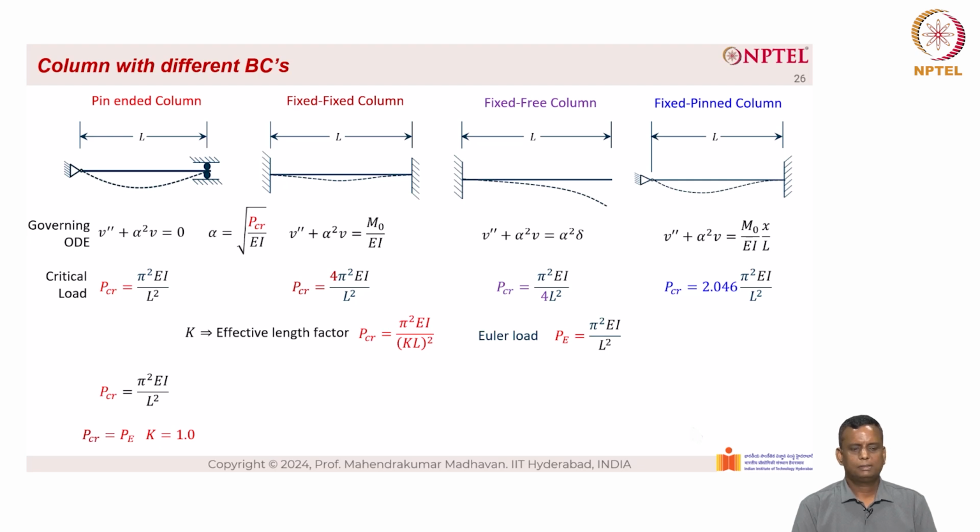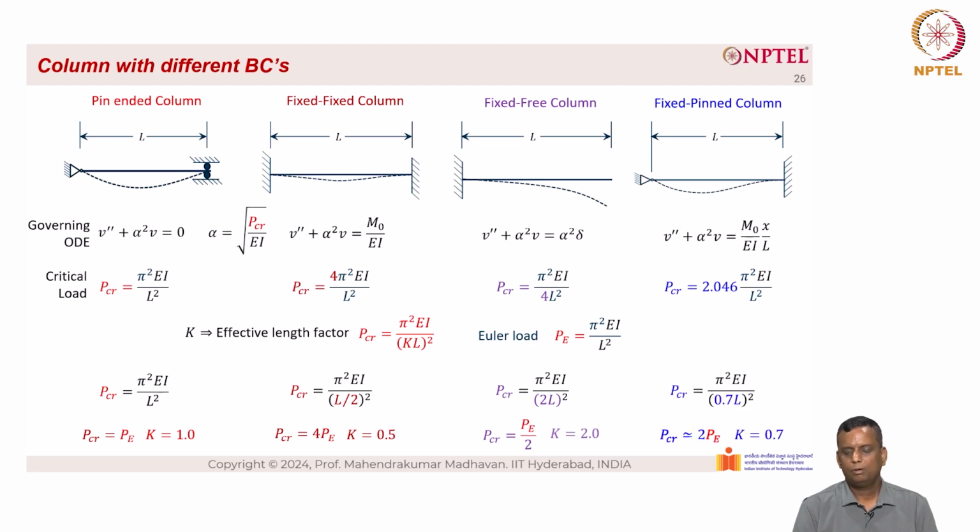We can also represent this in the form of an effective length factor, where K is the effective length factor. P critical is given as pi square EI by KL the whole square. So for the pinned conditions, K equals 1.0. For the fixed conditions, K equals 0.5. For the fixed free conditions, K equals 2.0. For fixed pinned columns, K equals 0.7. So from this, we understand that the lowest K factor is 0.5 for fixed, and the highest K factor, which is the effective length factor, is for fixed free columns, which is K equals 2.0.